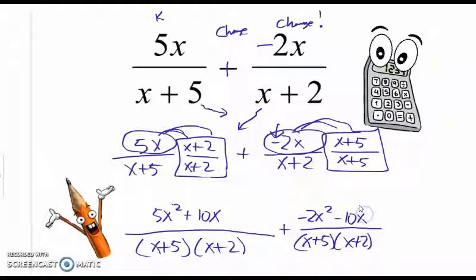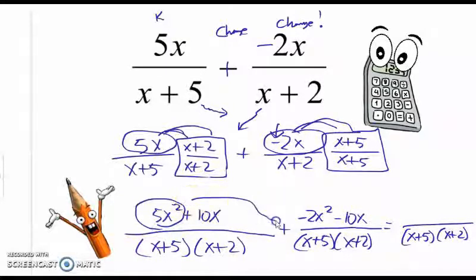So you have your 5x squared, but first let's write our denominator, which is going to be x plus 5, x plus 2. And now we're going to write our numerators and combine like terms. We're going to take the 5x squared and the negative 2x squared, and that leaves us with what? 3x squared. No way. And then we're going to take our 10x and our negative 10x. Oh no. It equals 0. So, in conclusion, we just leave it with 3x squared over x plus 5 and x plus 2.